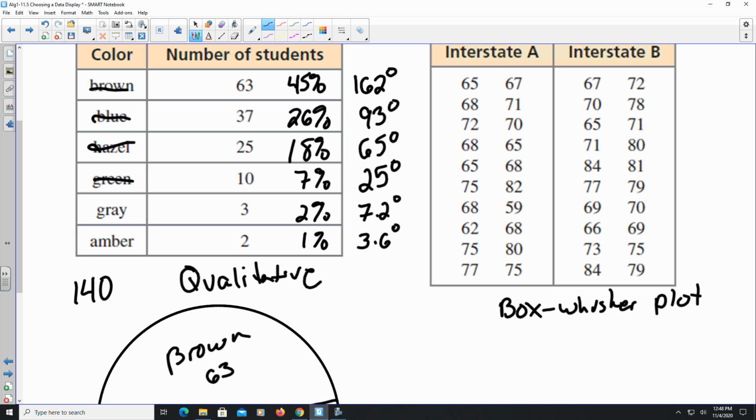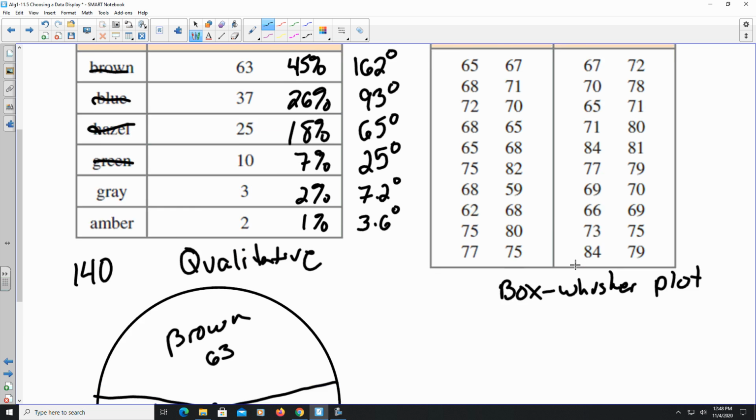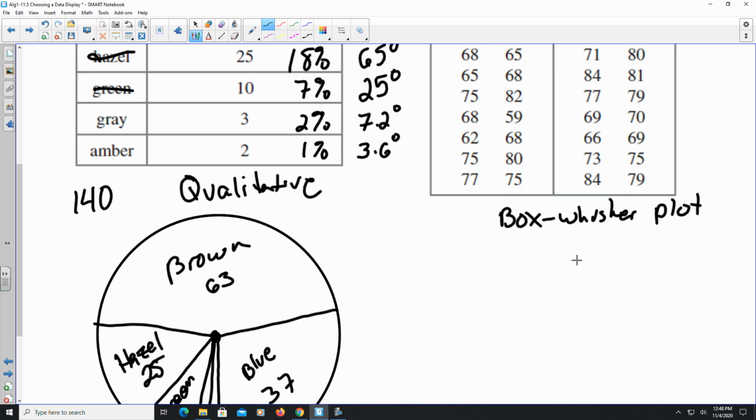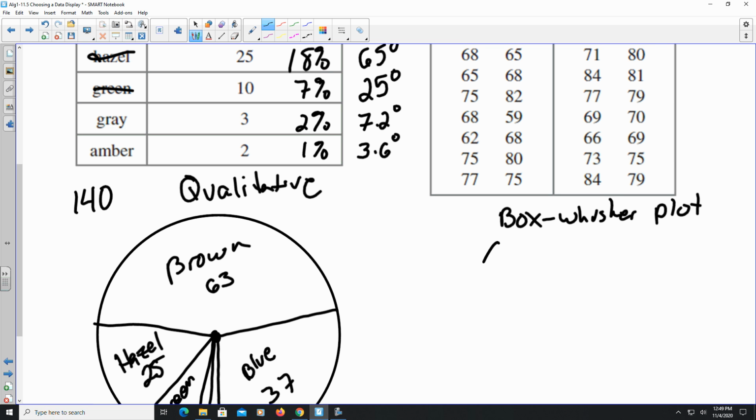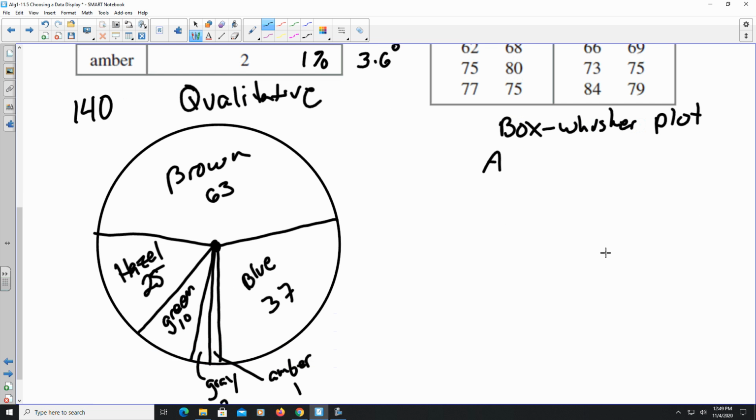If you remember from the original lesson about box and whisker plots, we had to find the 5-number summary. So to save some time, I have those values there. If we looked at Interstate A first, the smallest value is going to be 59. Our first quartile is going to be 66. Our median is 68. Our third quartile is 75, and our largest value is 82.